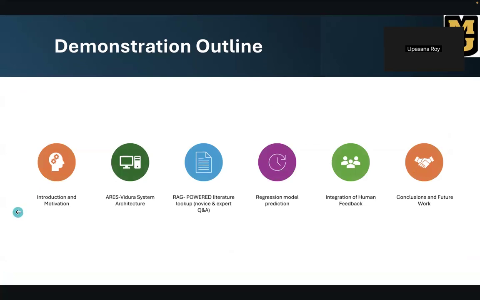Here I will walk you through the demonstration outline. What are we going to talk about? The first thing would be the introduction and motivation of this project. The next thing would be the ARES-Vidura architecture. The next thing would be the RAG-powered literature lookup for the novice and expert question and answers. Then the next one is a regression model prediction. Then we move on to the integration of human feedback. And then we end with conclusions and future work.